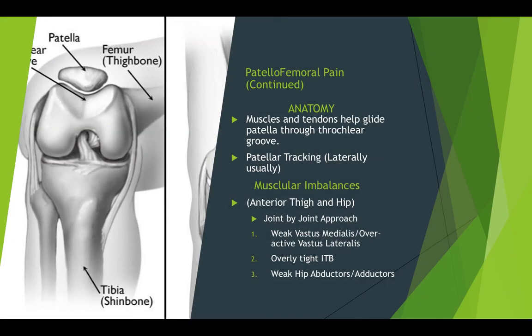Just continuing here, looking at the anatomy, you have the muscles and the tendons. Well, first of all, we have the femur, the upper leg, and then we have the patella. Then we have the trochlear groove that sits right in here where the patella sits, where it should be sliding up and down nice and smoothly as the knee bends and extends.